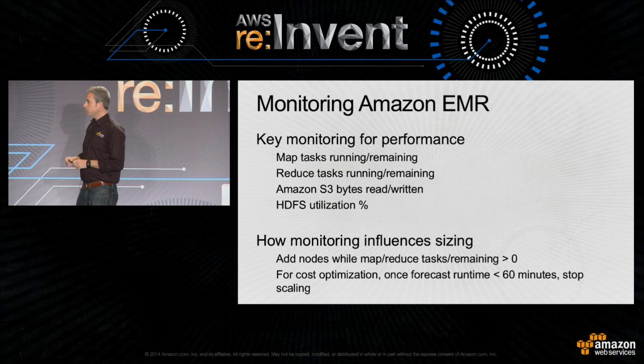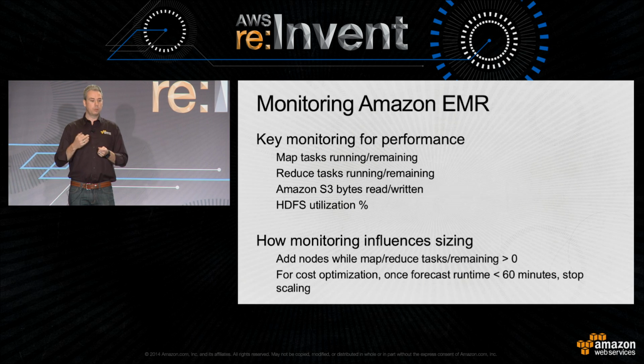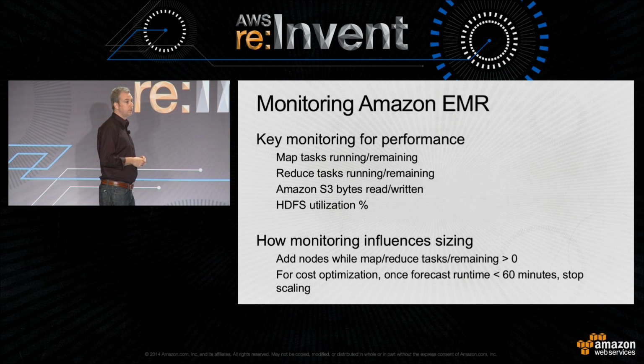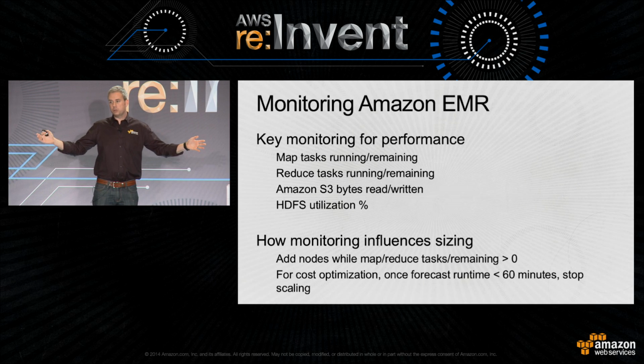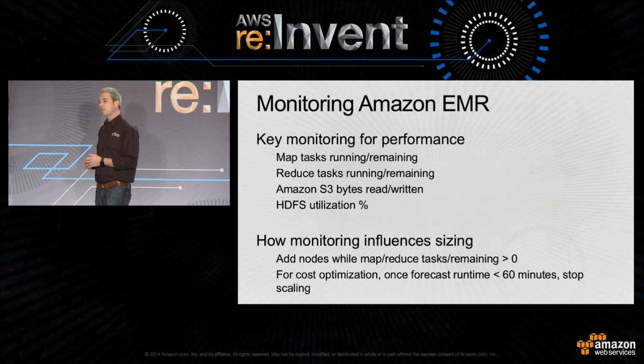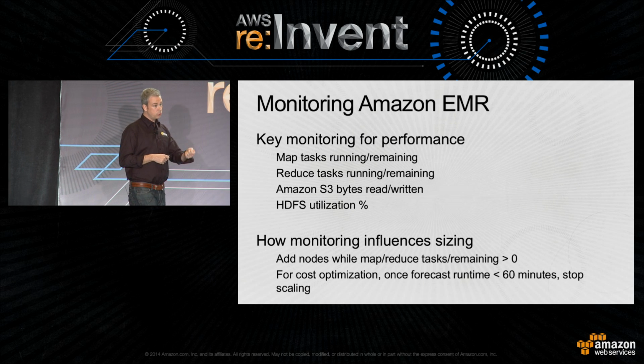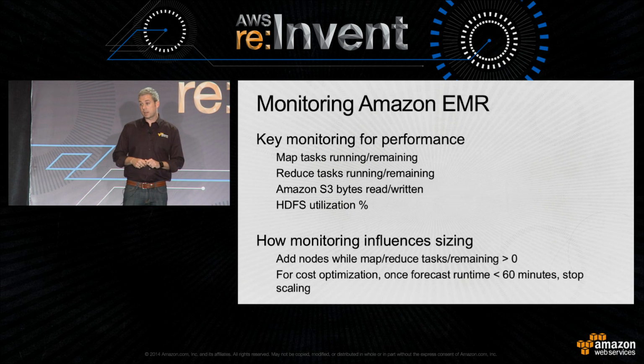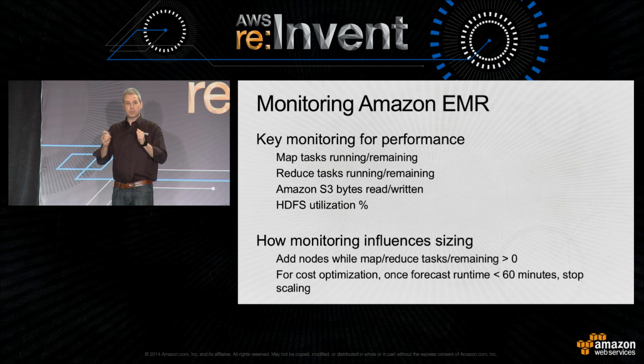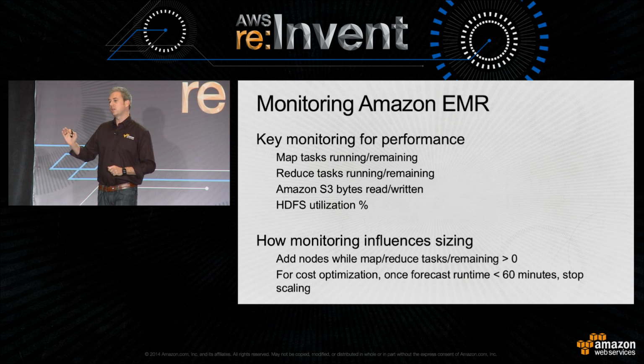Another thing you can do is just add nodes while your tasks remaining is non-zero. This will allow you to just go as wide as you need to, and then you stop when your forecast runtime is less than 60 minutes, because that's the point at which, yes, you're going faster, and you may have a business SLA to meet, so you keep adding nodes. But from a cost perspective, once your forecasted runtime hits 60 minutes, it's not going to save you any more money.